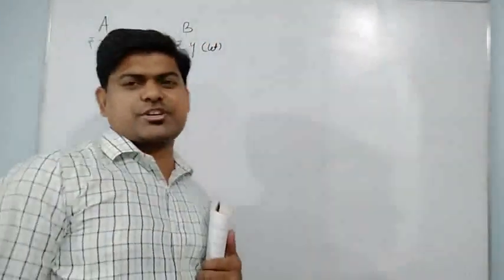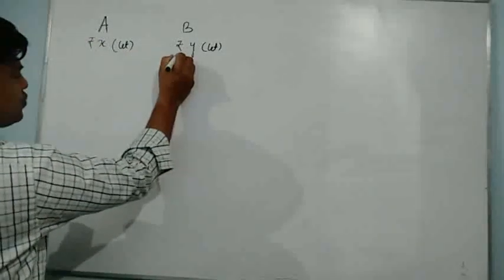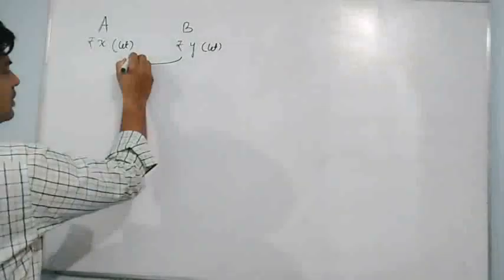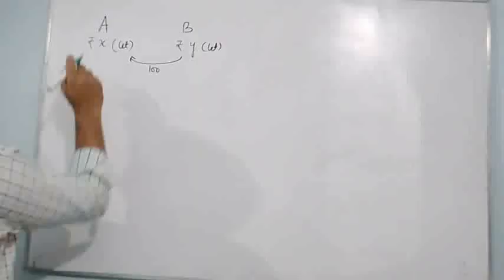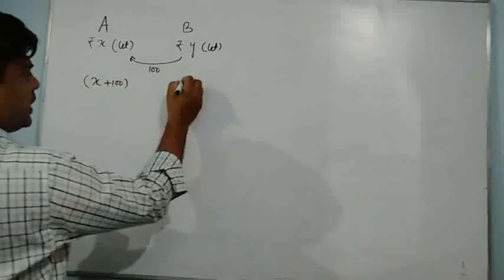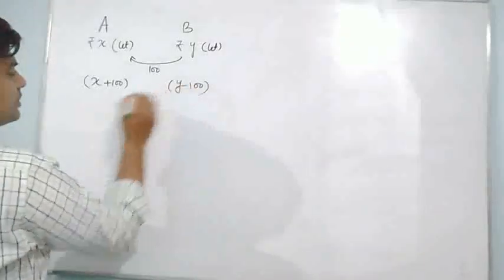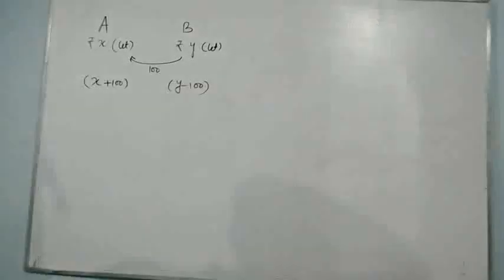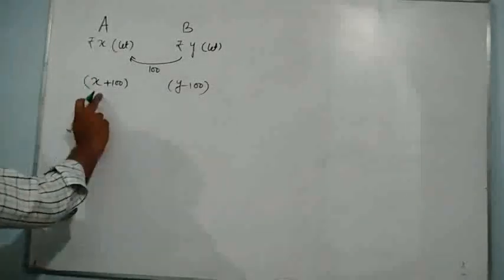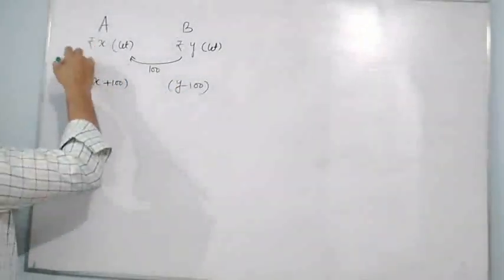Now what is the first case? In the first case A said to B, you give me 100 rupees. What will happen? It will be X plus 100, or not? And it will be Y minus 100. Are you getting me or not? It will be X plus 100 and it will be Y minus 100. And now what is given? It is in the first case, no?